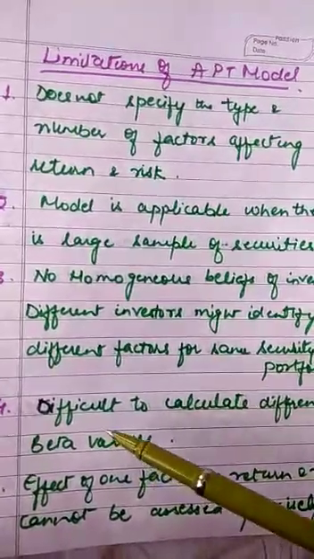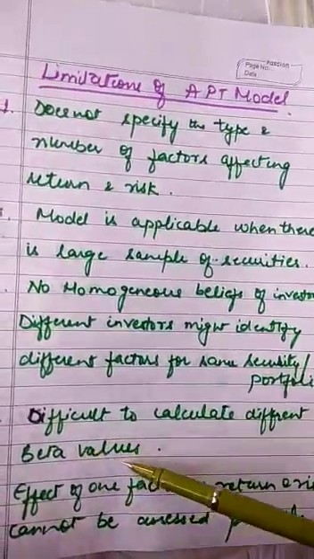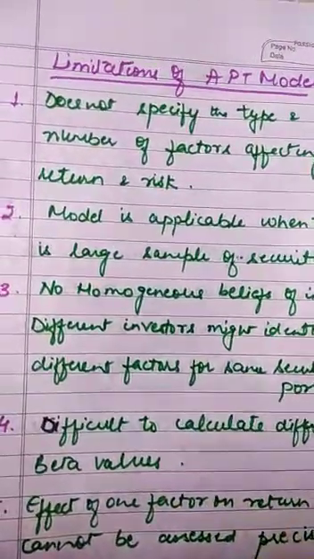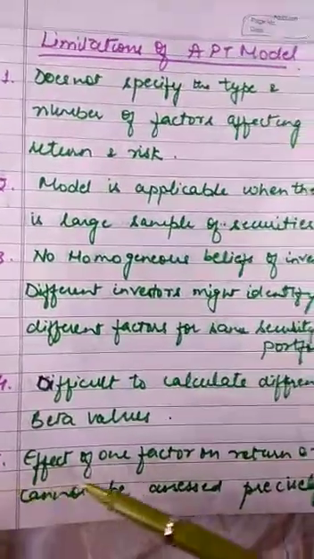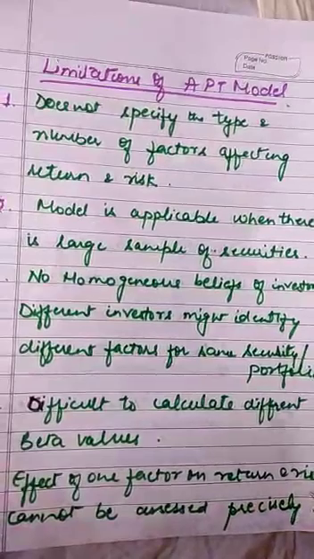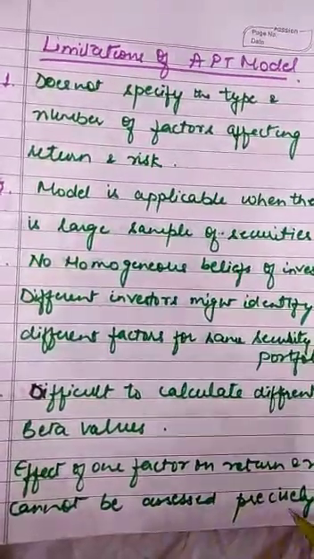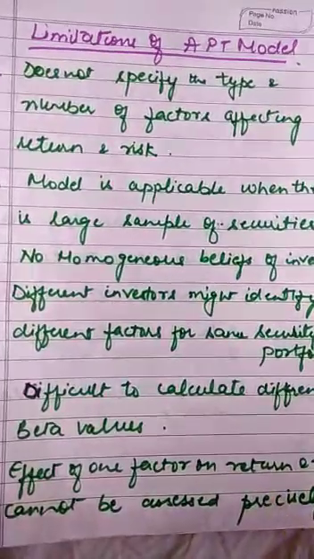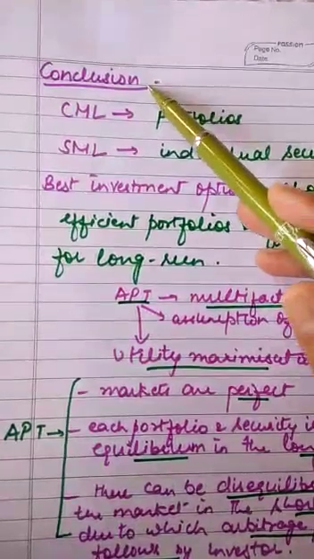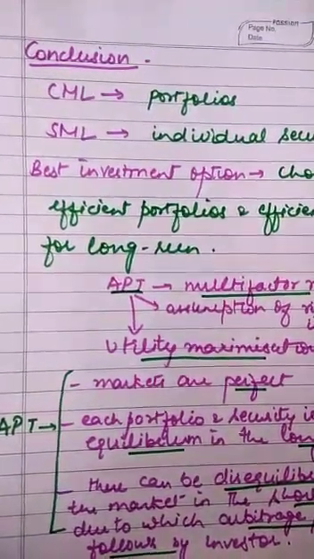The fourth limitation is that it is very difficult to calculate different beta values. Beta value calculation is very complicated, so it is difficult to calculate. Fifth, the effect of one factor on risk and return cannot be assessed properly. How that one factor is affecting the risk as well as the return of a security is difficult to calculate.